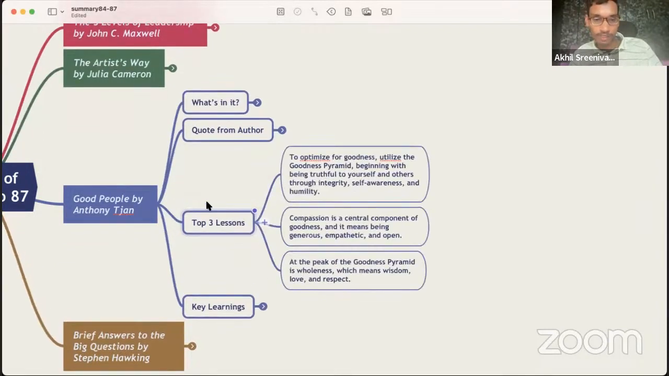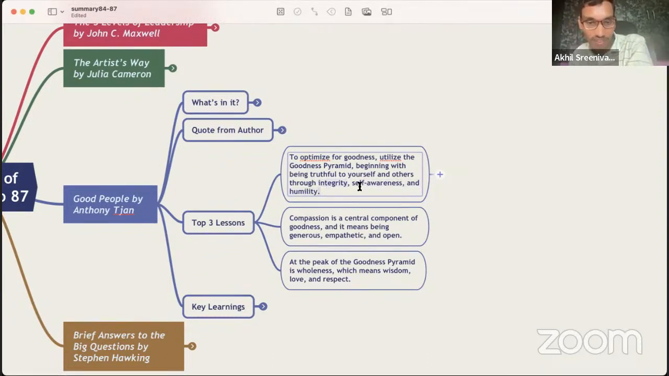Let us see the top 3 lessons. To optimize for goodness, utilize the goodness pyramid. So we will see what the goodness pyramid is. We will see it step by step in the key learnings, beginning with being truthful to yourself and others through integrity, self-awareness, and humility. These are the 3 things.